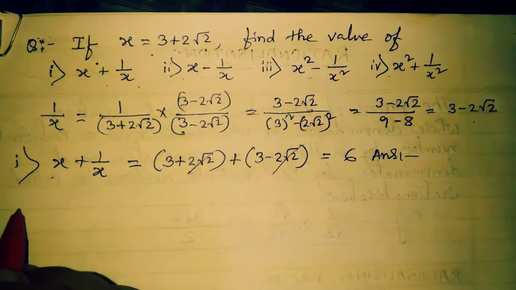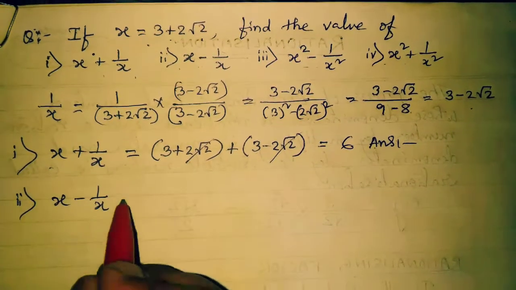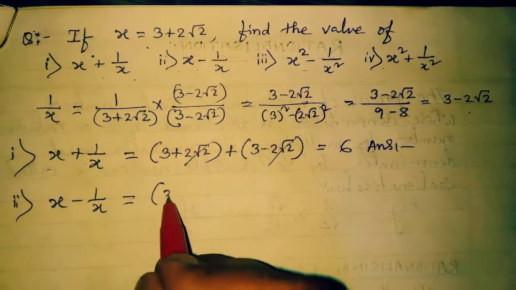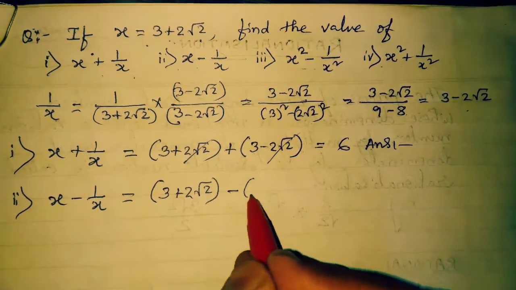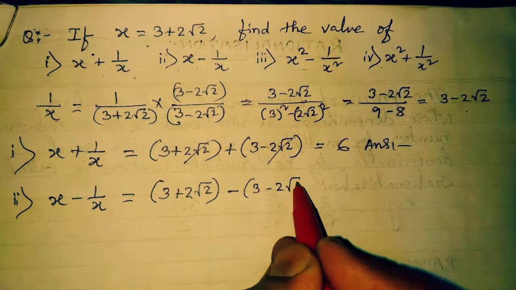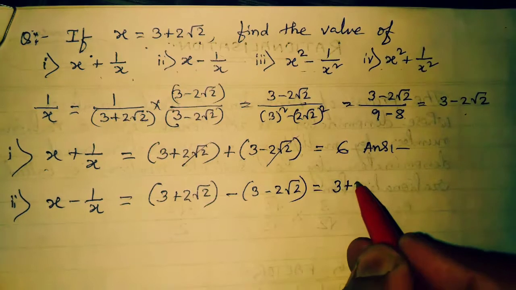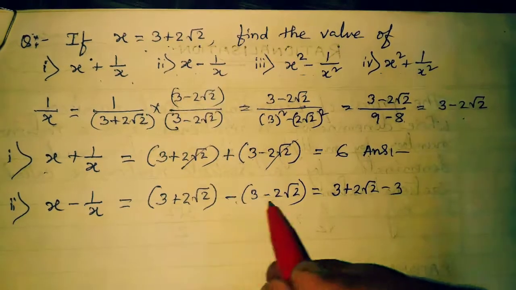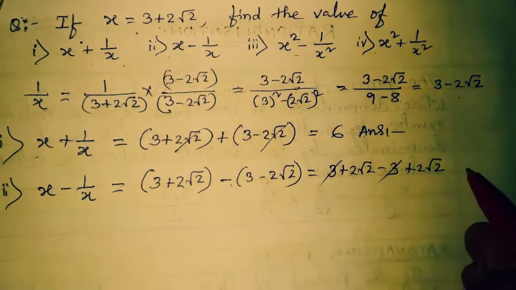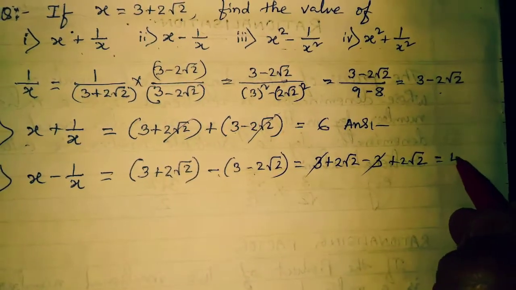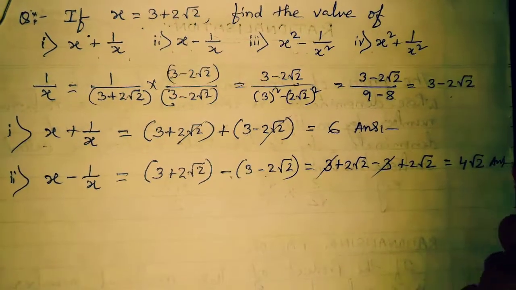Second is coming what here? Second is given to find out x minus 1 by x. So what will be x minus 1 by x? Again in x's place you put the value of x, that is what? (3 plus 2 root 2) minus, coming what? (3 minus 2 root 2). Now if we remove the bracket we'll get what? 3 plus 2 root 2 minus 3, and minus minus what? Plus 2 root 2. So now this 3 and 3 will be cancelled. Answer is coming what here? 2 plus 2 is 4 root 2 is coming. This is the answer of the second question.